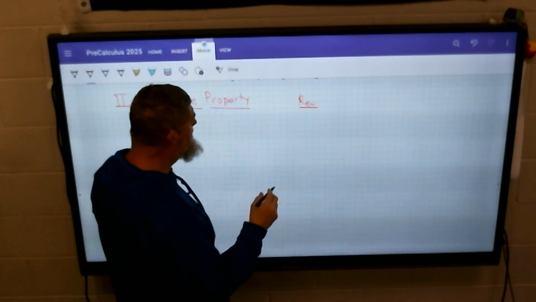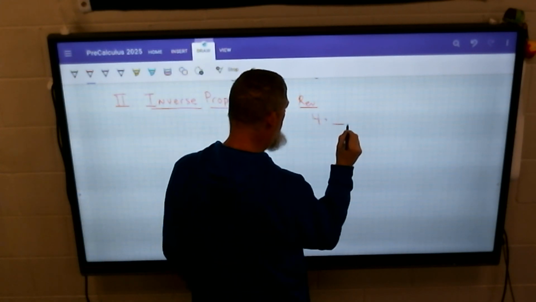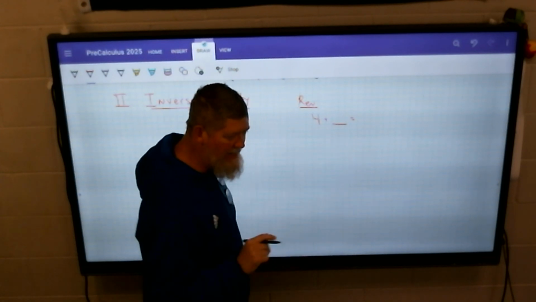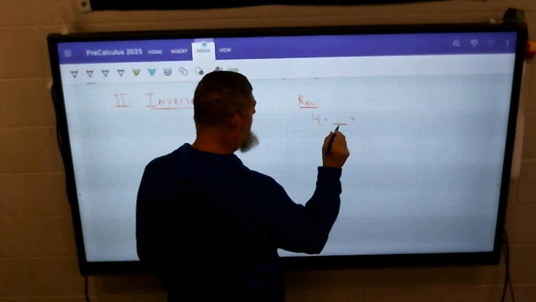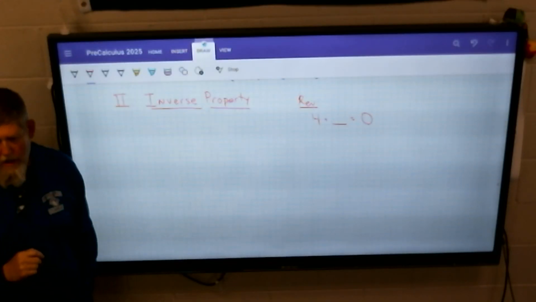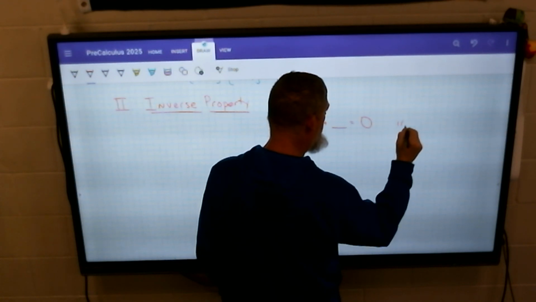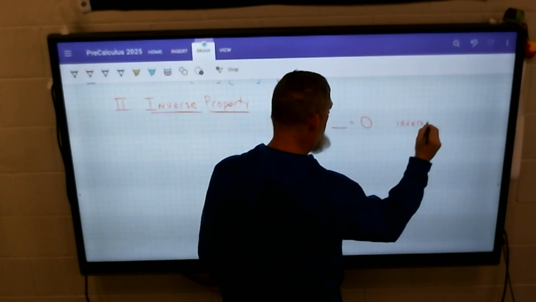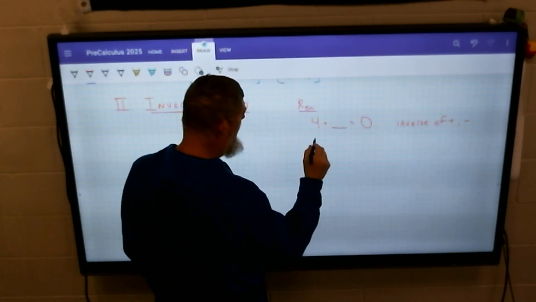So let's go back to addition. 4 plus what number is going to give me, and what was the identity of addition? What was the identity element for addition? 0. So 4 plus what number is going to give me the identity? Negative 4. So the inverse of positive is a negative, okay?